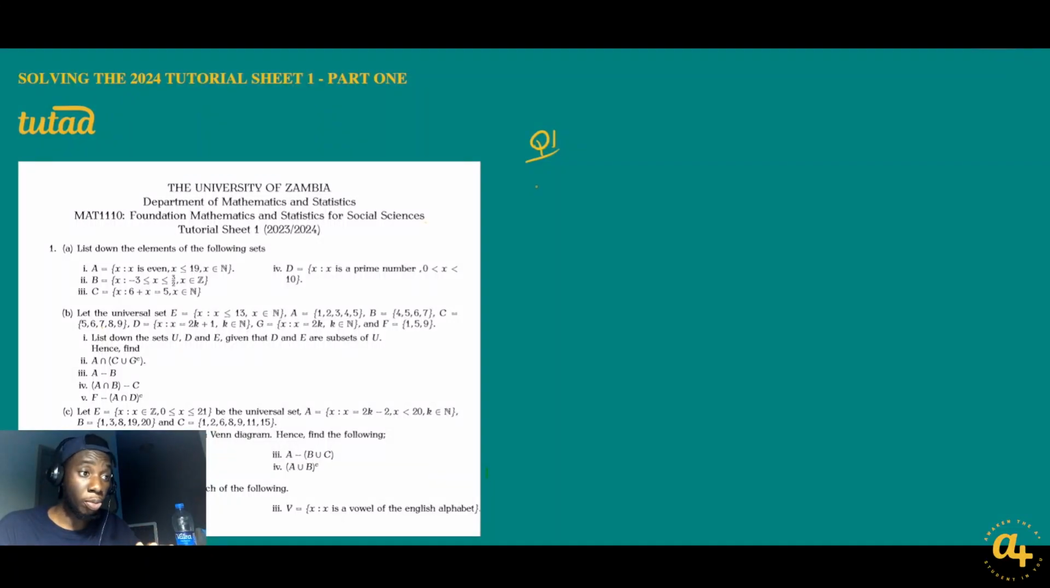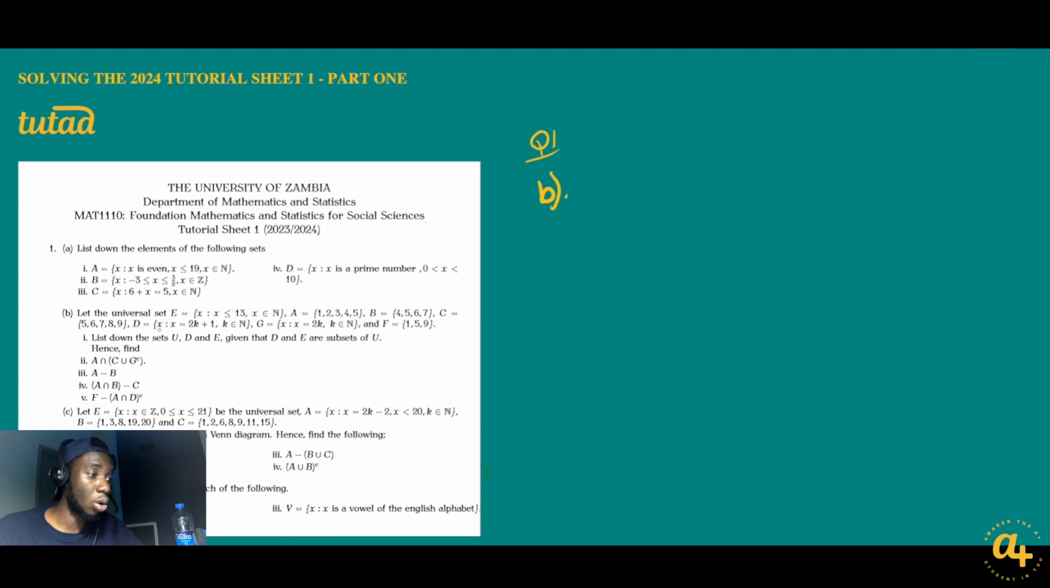Okay, so now we're moving on to part B of question 1. Part B says: let the universal set E equal all elements x such that x is less than or equal to 13 and x is a member of natural numbers. Then we have set A, which is equal to {1, 2, 3, 4, 5}. Set B is equal to {4, 5, 6, 7}. Set C is equal to {5, 6, 7, 8, 9}.